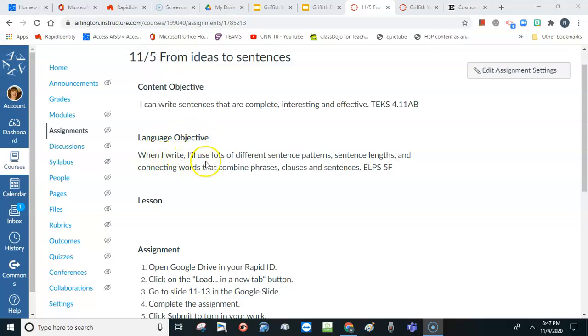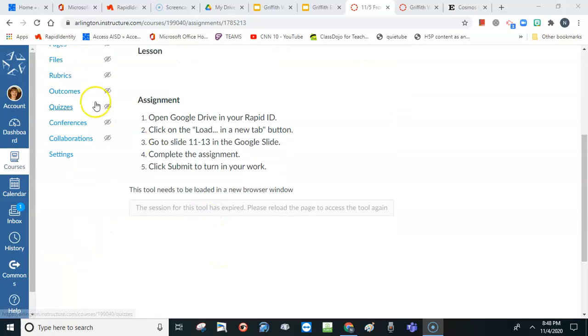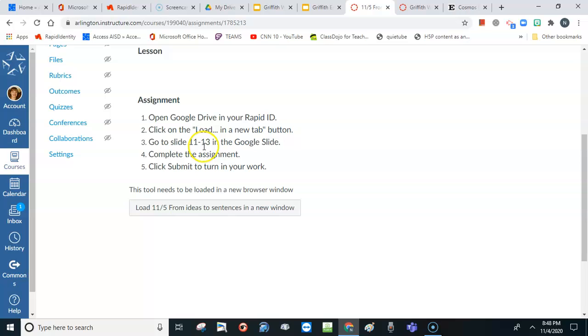The language objective: When I write, I'll use lots of different sentence patterns, sentence lengths, and connecting words that combine phrases, clauses, and sentences. ELPS 5F. Okay, so you're going to make sure that you have your Google Drive open, and you're going to click Unload on your page so that you can get to the assignment. And today we will be working on slides 11 through 13.